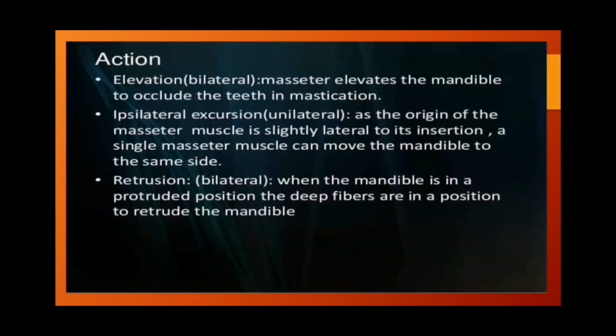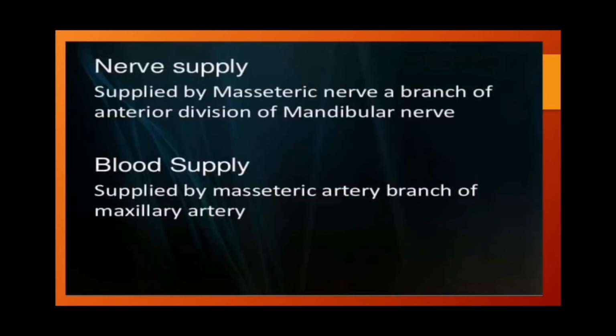Action: elevation: masseters elevate the mandible to occlude the teeth in mastication. Ipsilateral excursion, unilateral: as the origin of the masseter muscle is slightly lateral to its insertion, a single masseter muscle can move the mandible to the same side. Retrusion, bilateral: when the mandible is in a protruded position, the deep fibers are in position to retrude the mandible. Nerve supply: supplied by the masseteric nerve, a branch of the anterior division of the mandibular nerve. Blood supply: supplied by the masseteric artery, a branch of the maxillary artery.